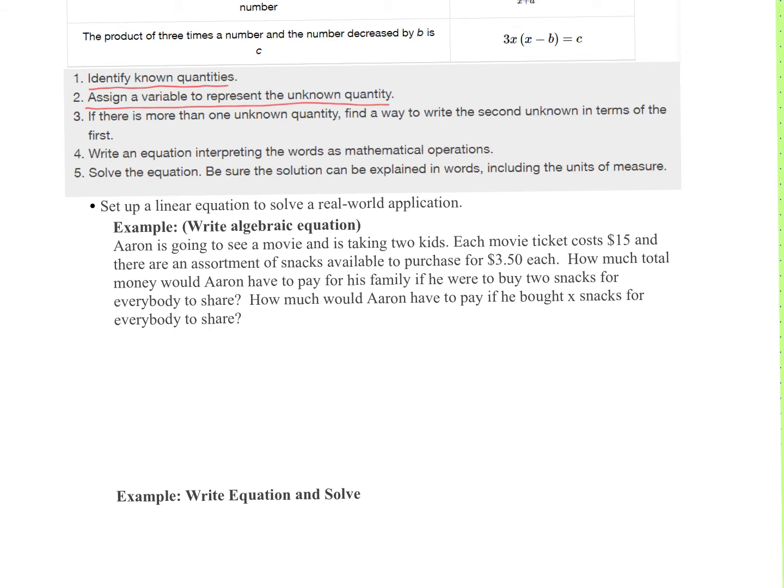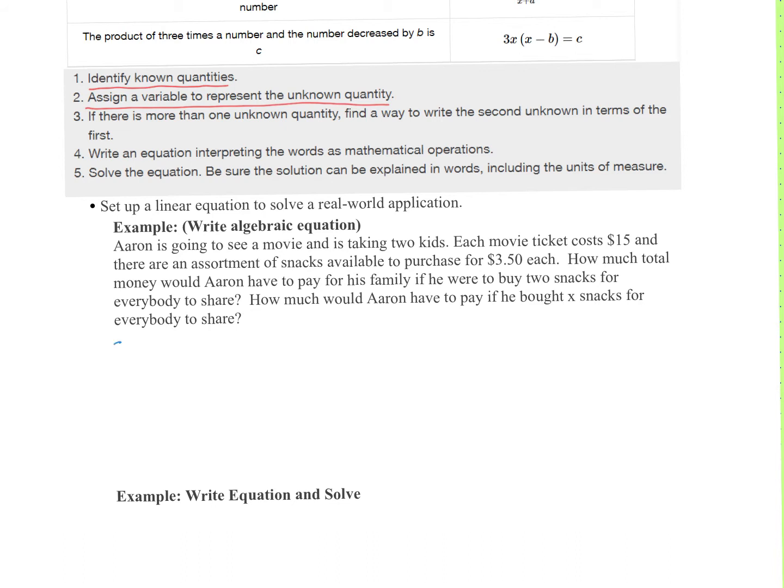So for example, Aaron's going to see a movie and is taking 2 kids. Each movie ticket costs $15, and there are an assortment of snacks available to purchase for $3.50 each. How much total money would Aaron have to pay for his family if he were to buy 2 snacks for everybody to share? How much would Aaron have to pay if he bought X snacks for everybody to share? So here we're not solving anything. We're just going to write down some information.